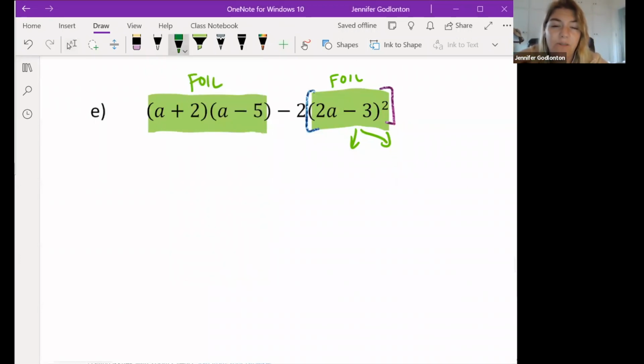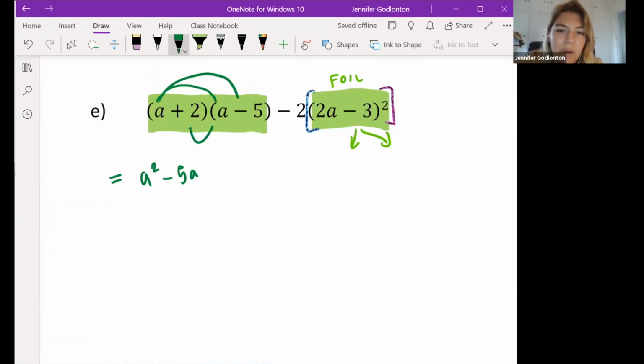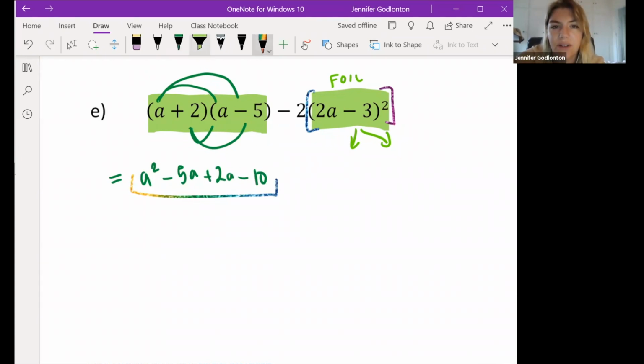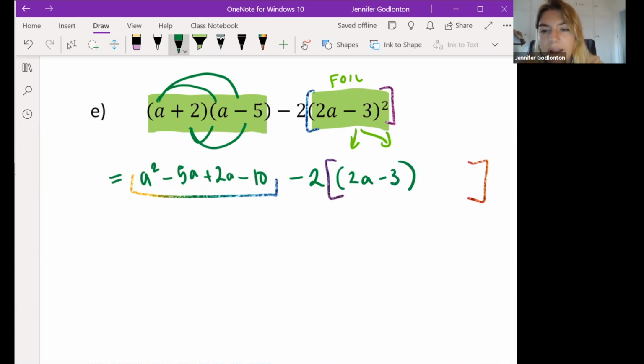So we're going to start by doing our FOIL in this first term. Okay, so a times a gives me a squared. Then we have minus 5a plus 2a minus 10. You're going to get 1 mark for getting that correct. So if you got that correct, you're going to give yourself a mark. I'm going to now write my -2. I'm going to put my fancy brackets here, and I'm going to write out this bracket twice to make sure I don't make a mistake.